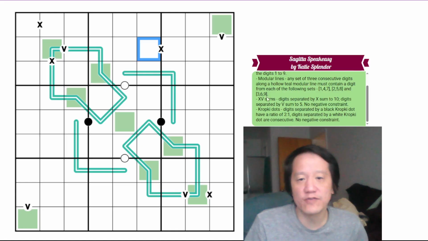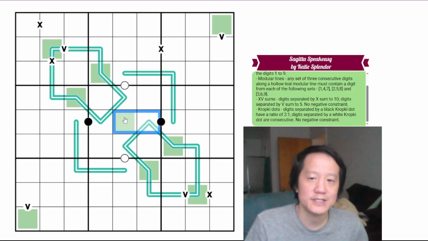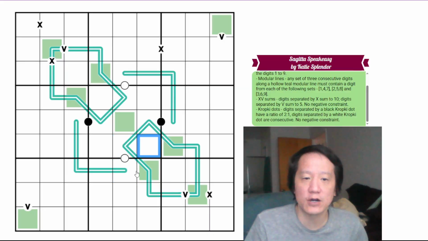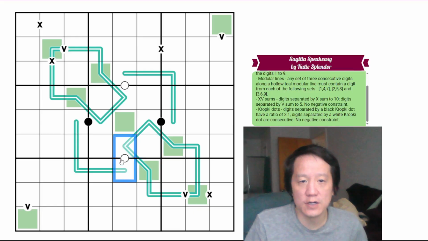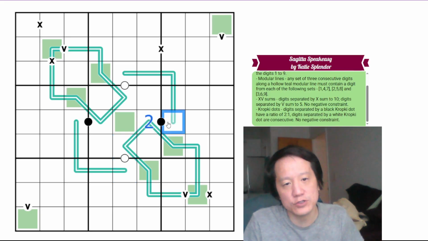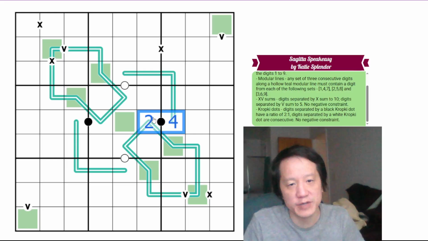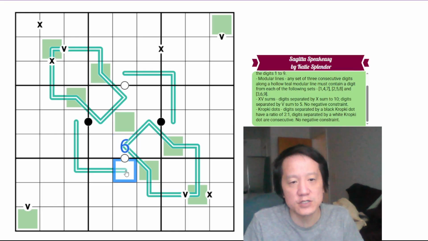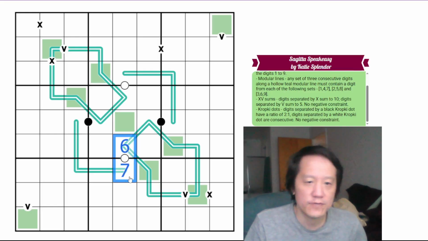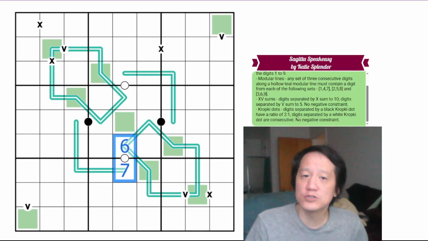And finally, we have Kropki dots, where digits separated by a black Kropki dot have a ratio of 1 to 2, or 2 to 1. Digits separated by a white Kropki dot are consecutive, and there is no negative constraint. So if this were a 2, this would have to be a 1 or a 4 to maintain the 1 to 2 ratio between them. If this was a 6, this would have to be a 5 or a 7 for these digits to remain consecutive. And those are all the rules.